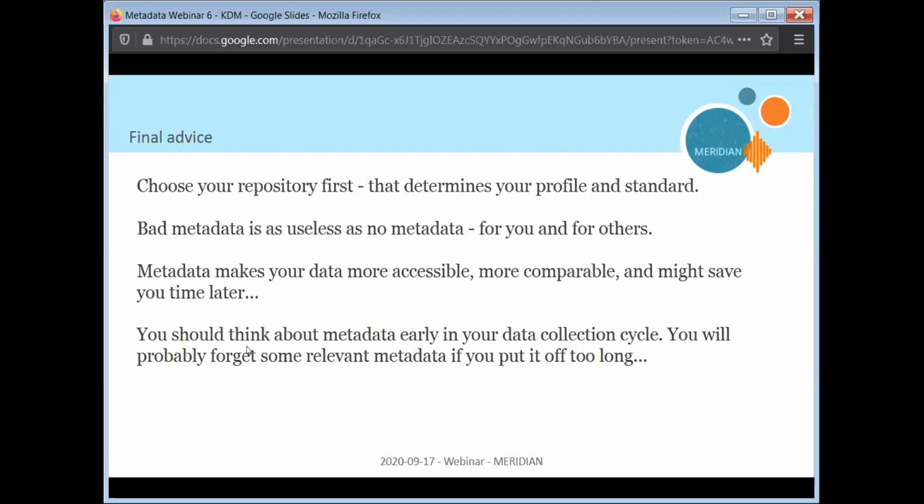Of course, FAIR also wants you to have metadata available forever, and that's a whole different thing.